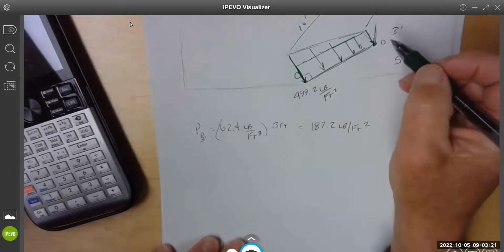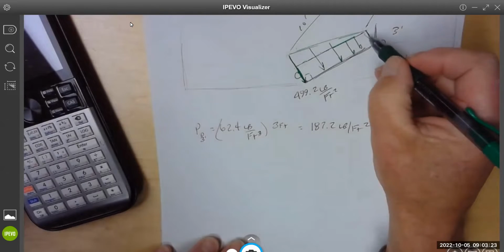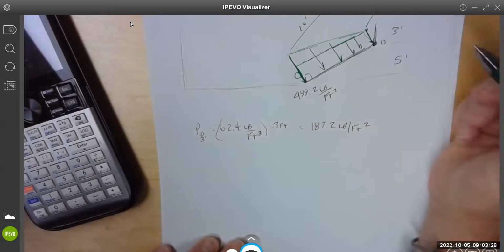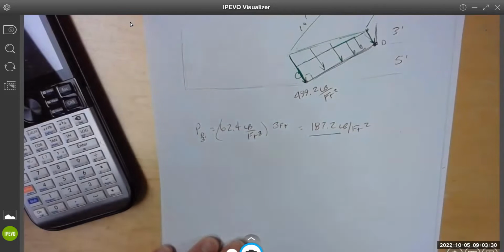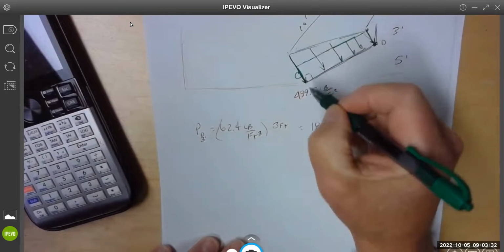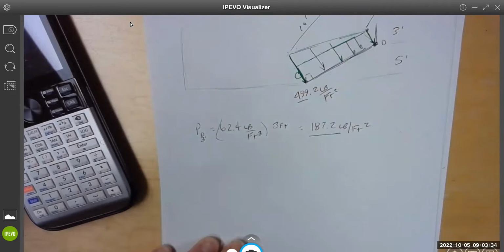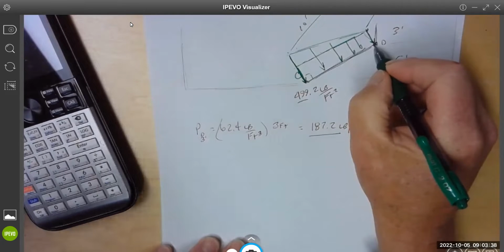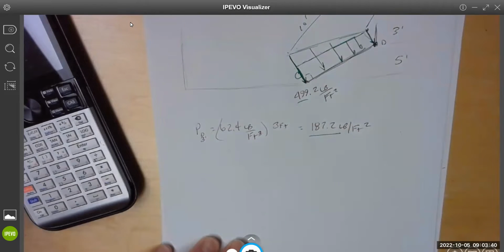So let's do it. What's this distance here? It's 187. Yeah, it's that number. What's this distance here? 499. What's this distance? Did they not give you that? Oh, so we have to calculate it. Yeah, how do we get that?